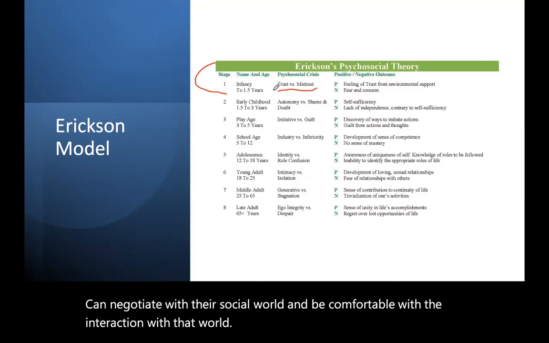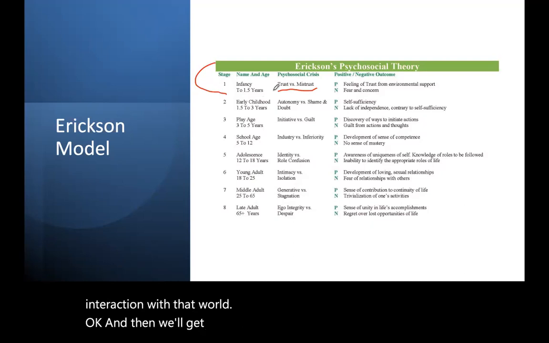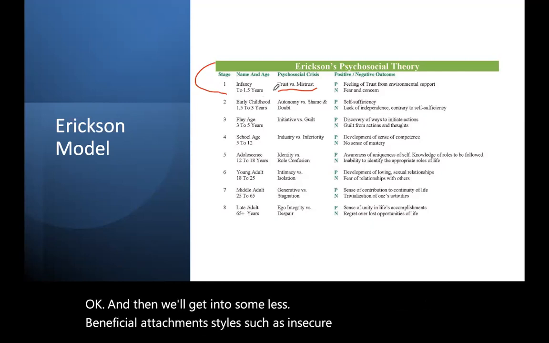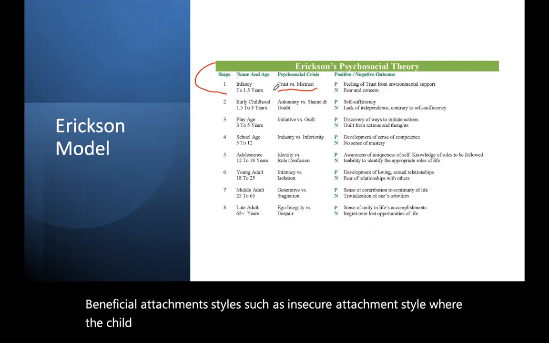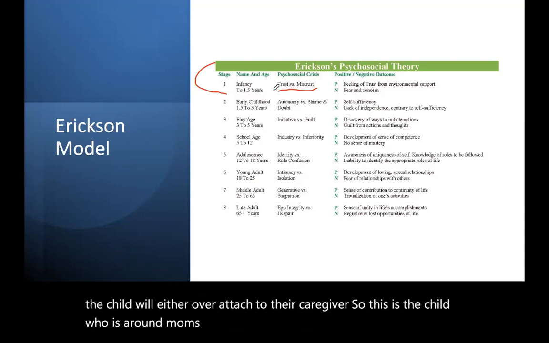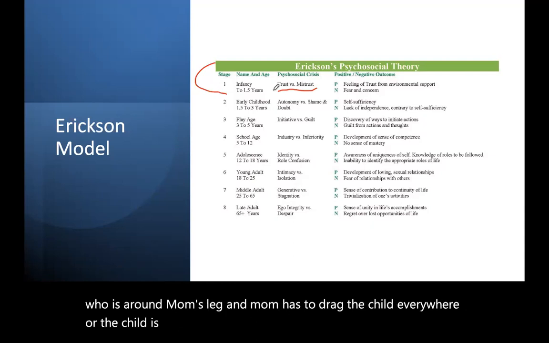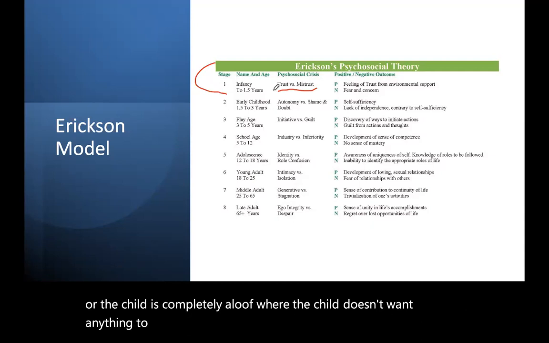Okay. And then we'll get into some less beneficial attachment styles, such as insecure attachment style, where the child will either over-attach to their caregiver. So this is the child who is around mom's leg and mom has to drag the child everywhere, or the child is completely aloof, where the child doesn't want anything to do with the parents. They could care less about them and sometimes may even act out aggressively.